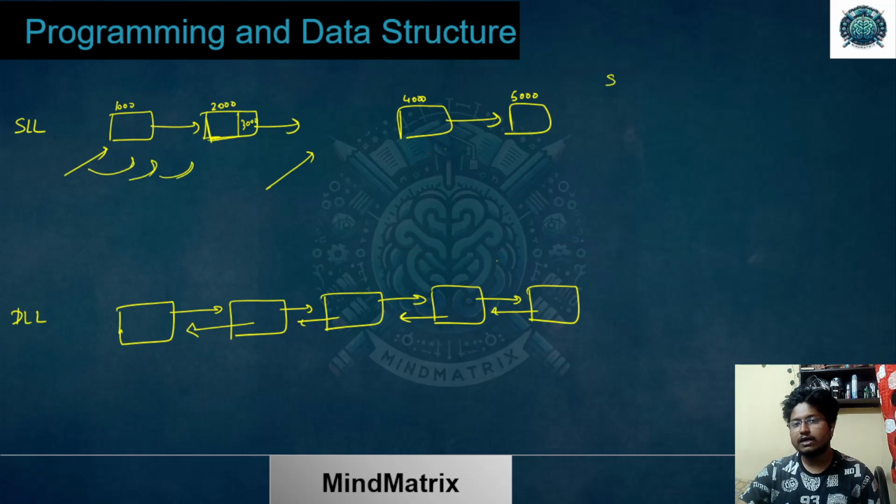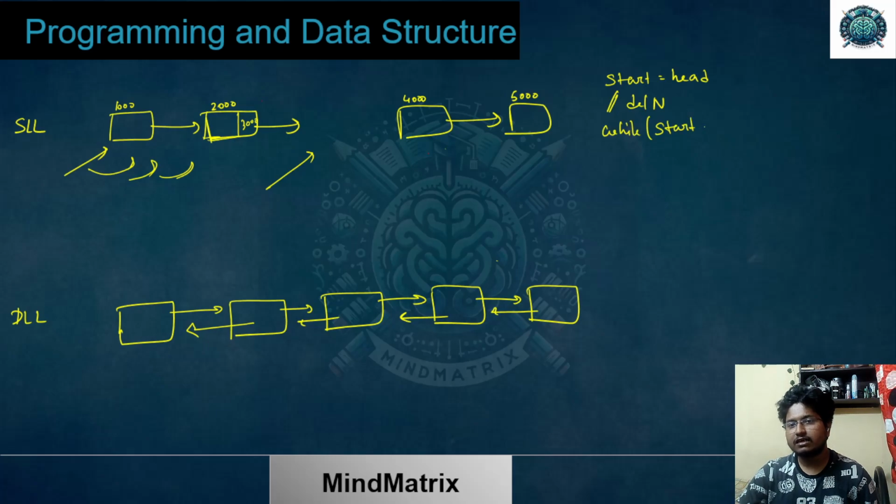How exactly to do that? Suppose start equals head, and deleteNode is the node that has to be deleted. Now we have to start a while loop where we say start->next not equals deleteNode. We are moving the start ahead.